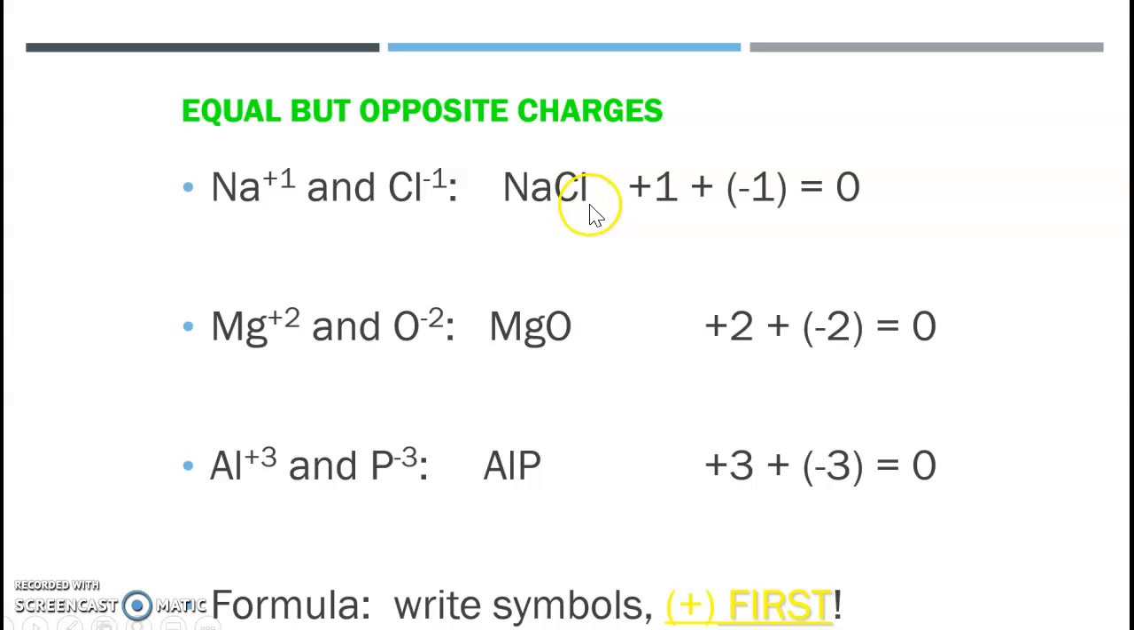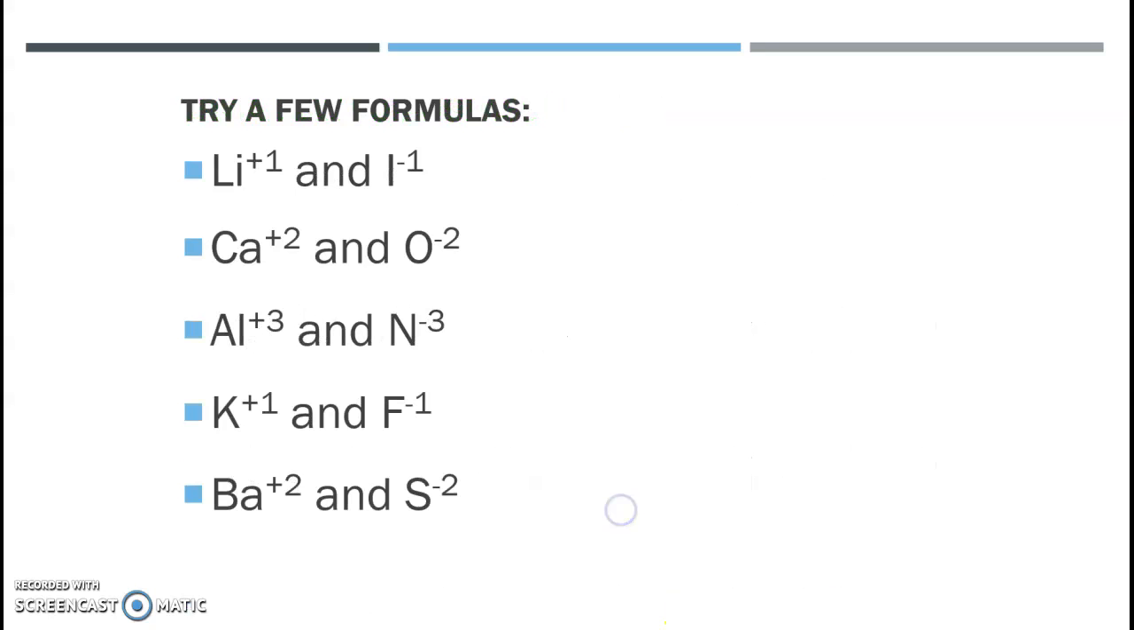Notice we don't write the ones. No ones, okay? The symbol itself stands for one atom of that element. Second example, magnesium. It's a +2. Oxide ion is a -2. +2 minus 2 is already 0, so one of each satisfies that. Aluminum is a +3. The phosphide ion is a -3. One of each satisfies the rule of balancing the charges to 0. Remember to always write that positive ion first.